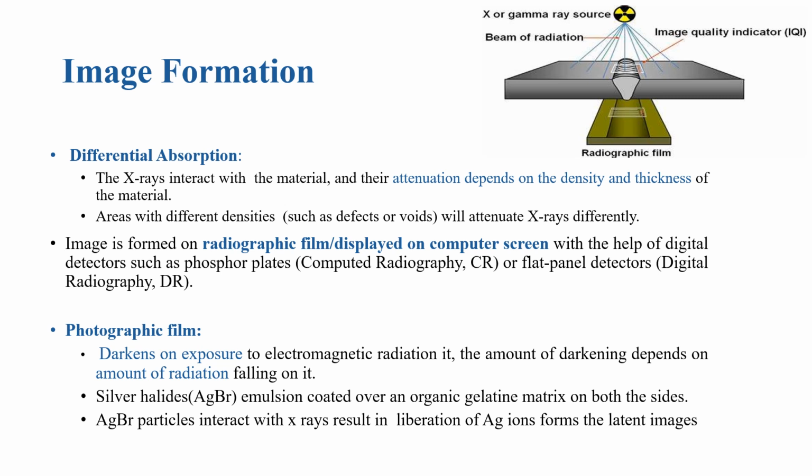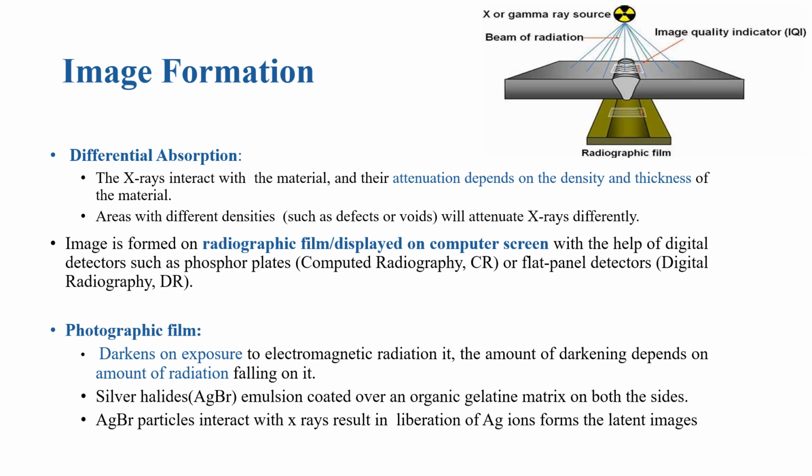The image is formed on the radiographic film, which is placed in a cassette, or nowadays it is displayed on a computer screen with the help of a digital detector such as a phosphor plate or flat panel detectors. This is called digital radiography.